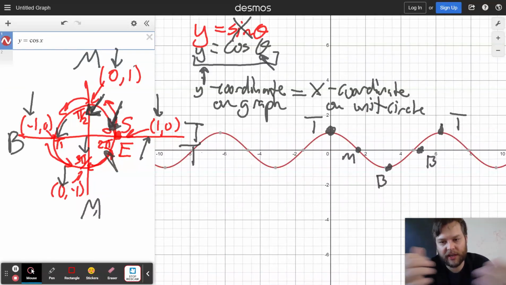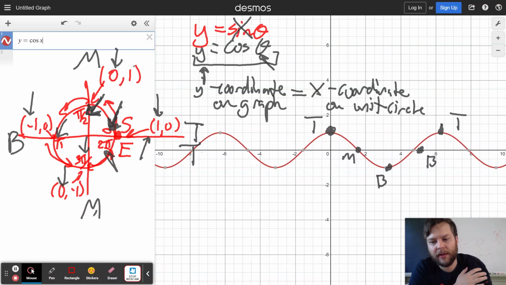Y equals cosine of x has the same shape as sine of x. The difference is where it starts. Rather than starting on the middle, like sine did, it starts at the top, and it repeats that same pattern, just shifted over by pi over 2 units.